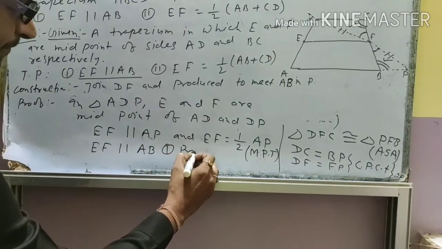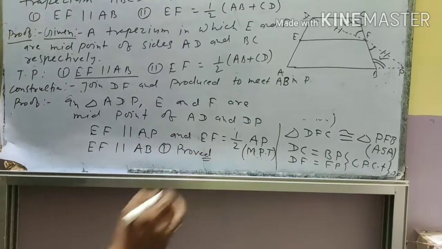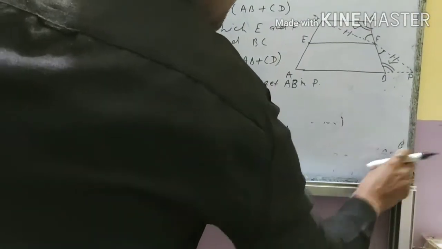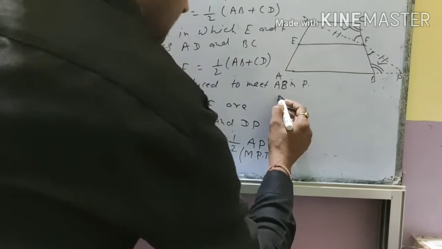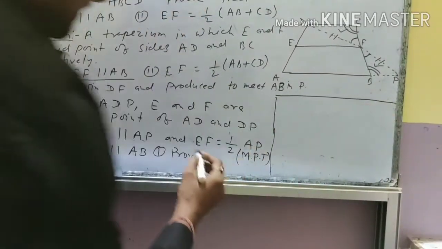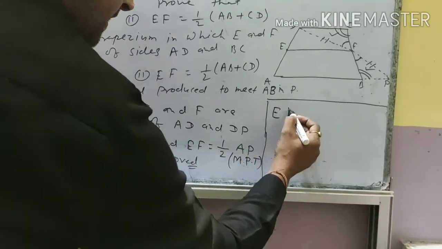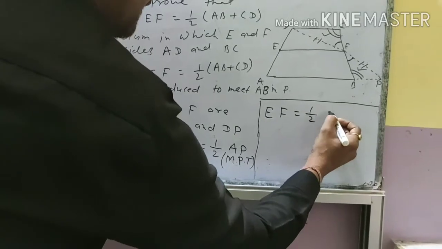This is the first proof, student. Okay. In the second, student, EF is equal to half AP.